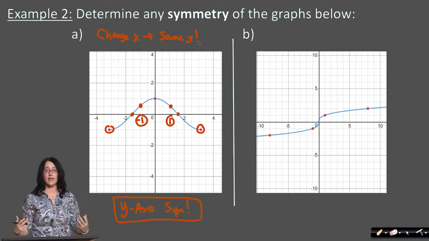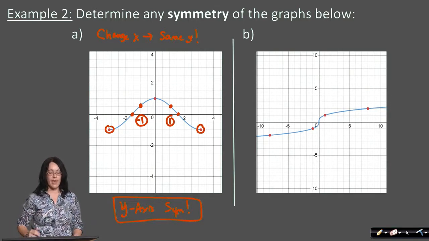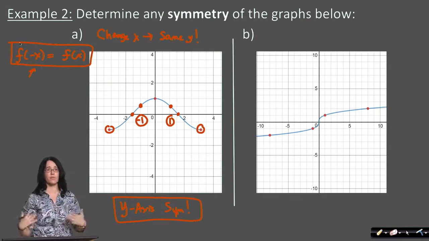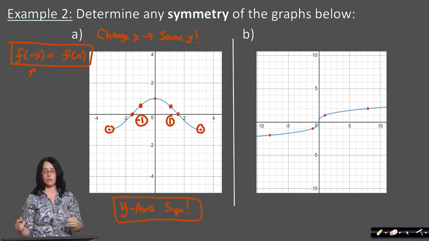When you change the sign of x to its opposite and get the same y, we say that is y-axis symmetry. And when it comes to functions later on, we'll write f of negative x, so I change the signs of my x, gives me the original y value, f of x. So this is how we'll be describing it with function notation later on. But for now, you can just keep in mind, you can see the mirror image over the y-axis, and you notice that when the x values have opposite signs, the y values were unchanged. You got the same y value.